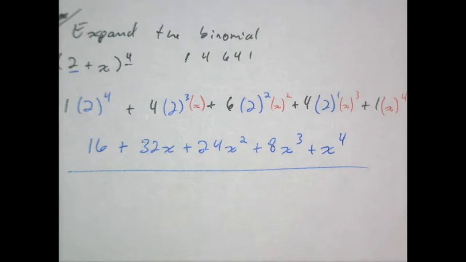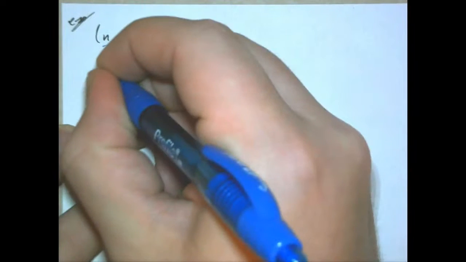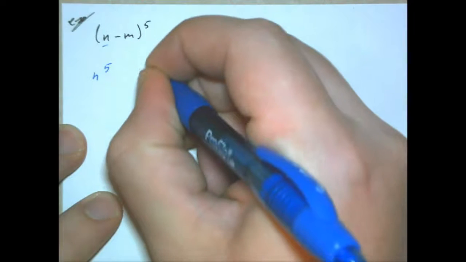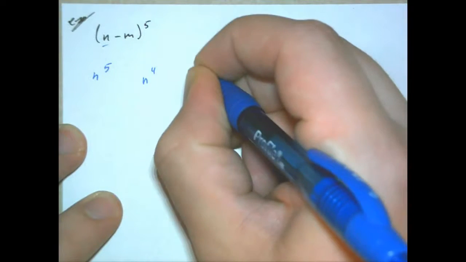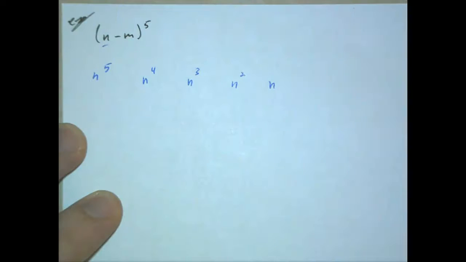So it goes a lot faster as long as you know your rules and you don't have to multiply all of these out. Let's look at another one. Okay, in this case we have n minus m to the 5th. So I will start with my first term, go from the 5th down. So I have n to the 5th. My next term will be n to the 4th, n to the 3rd, n squared, n to the 1st, and no n's in my last term.